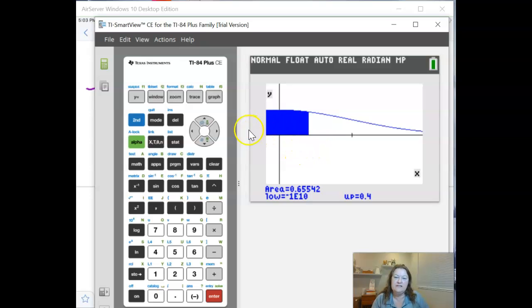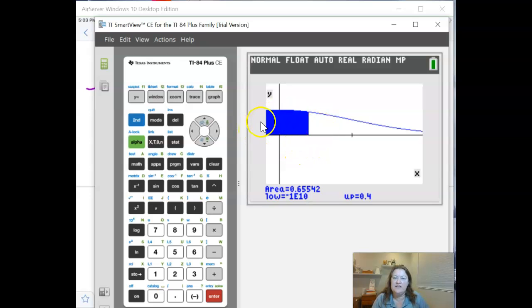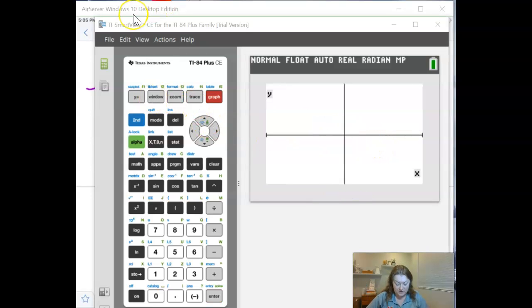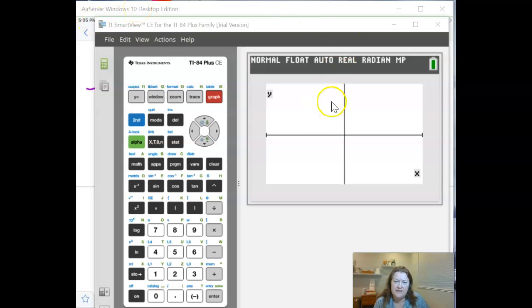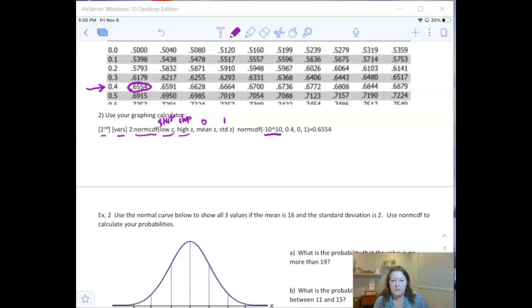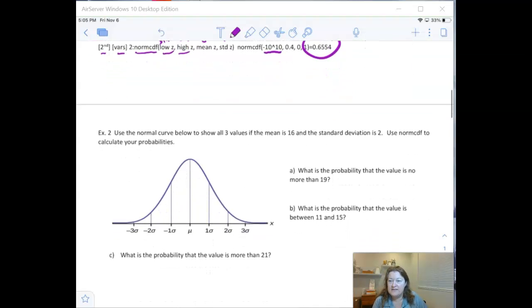Now you notice it didn't go all the way off to the other side. This is the actual normal curve. All right, so that is the way we put it into our calculator. I was going to go back and try to adjust the window some, but then the graph goes away and I have to put in all the stat steps again. So I stopped that. All right, so back to our notes. So we can see that I can get that same exact number from my calculator. Awesome.